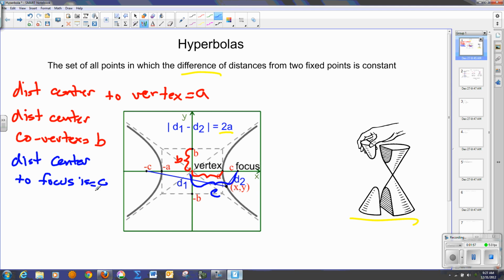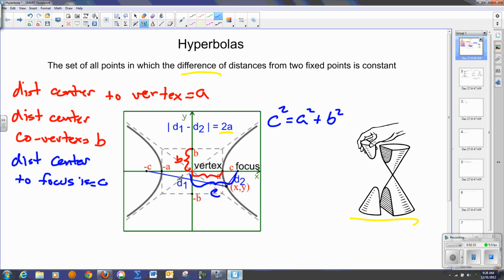So you'll also notice that in this case, c is actually longer than a. So the relationship between a, b, and c is now changed. We now have a relationship stating that c squared equals a squared plus b squared. And it's not necessarily true that the a term is bigger than the b term either. In this case, it kind of looks that way, but it's not necessarily going to be the case.